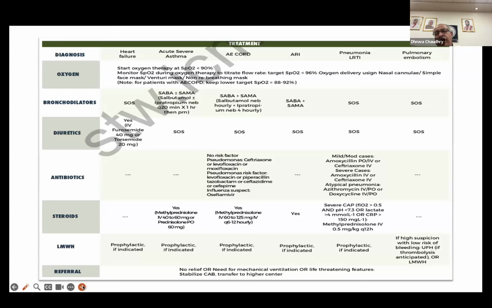If you do not have the availability of a Venturi mask, then probably you may use 1 or 2 liters of oxygen. Secondly, as we have written, bronchodilators: never ever do nebulization with oxygen in patients of AECOPD, acute exacerbation of COPD. On the other hand, in patients of asthma, there are no issues. We can always use oxygen liberally. If you look at various guidelines, which also have evidence, you can use oxygen for nebulization if you don't have availability.